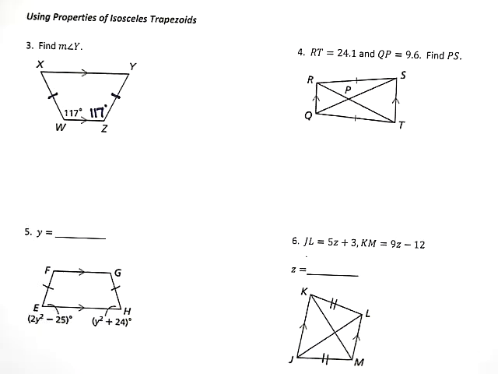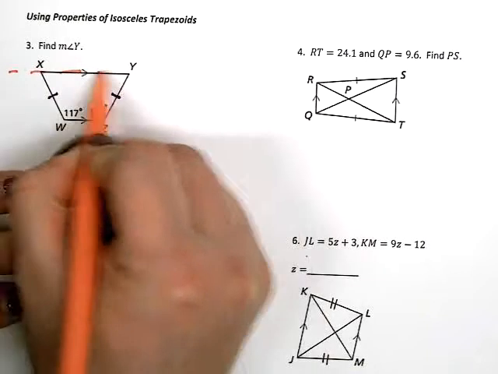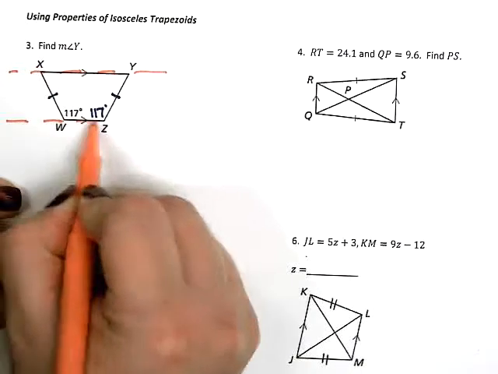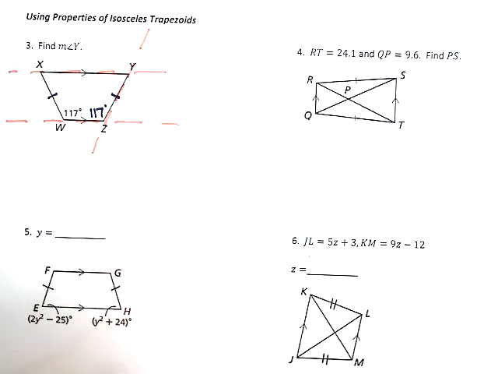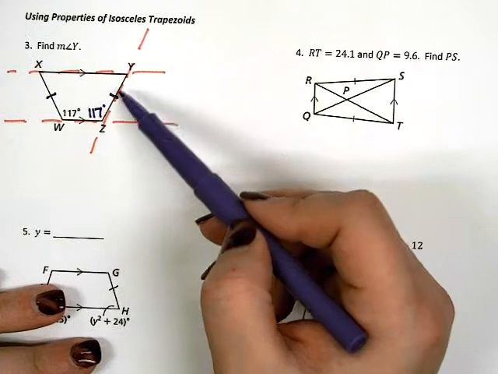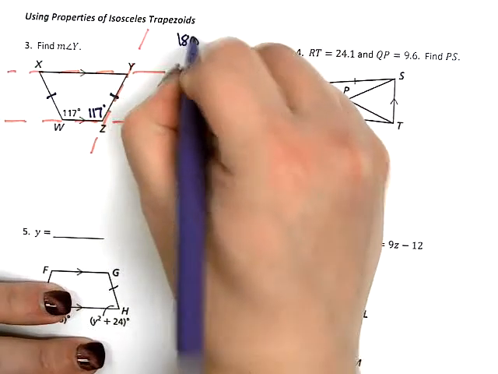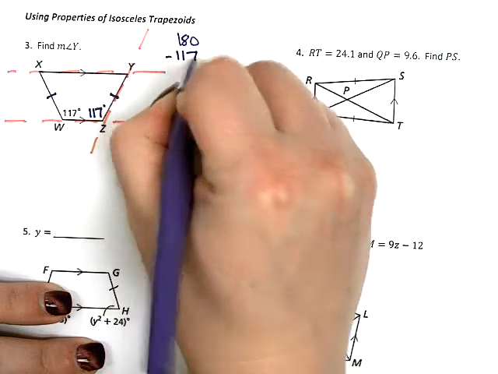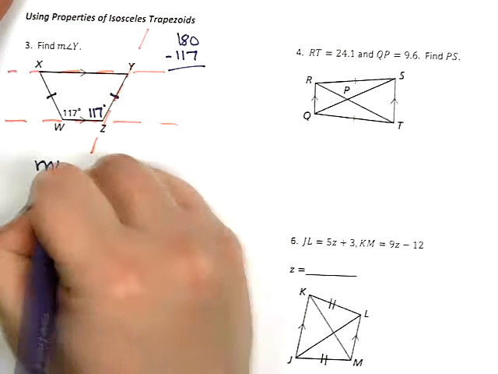And then keep in mind, with the trapezoid, we're given parallel lines. So I can draw that parallel line in. And I've got a transversal. So if I look, I've got same side interior angles, which means I can get the measure of angle Y by just doing 180 minus 117. Okay, so we get 63 degrees for the measure of angle Y.